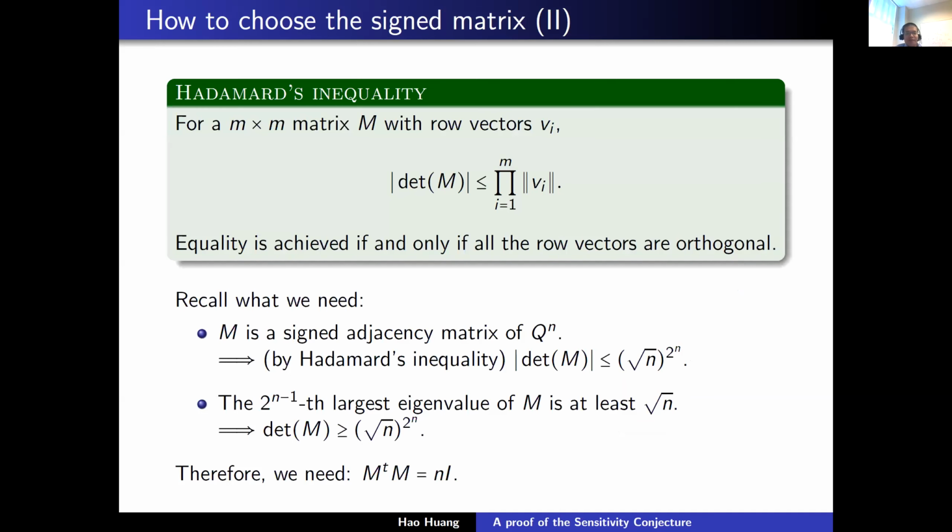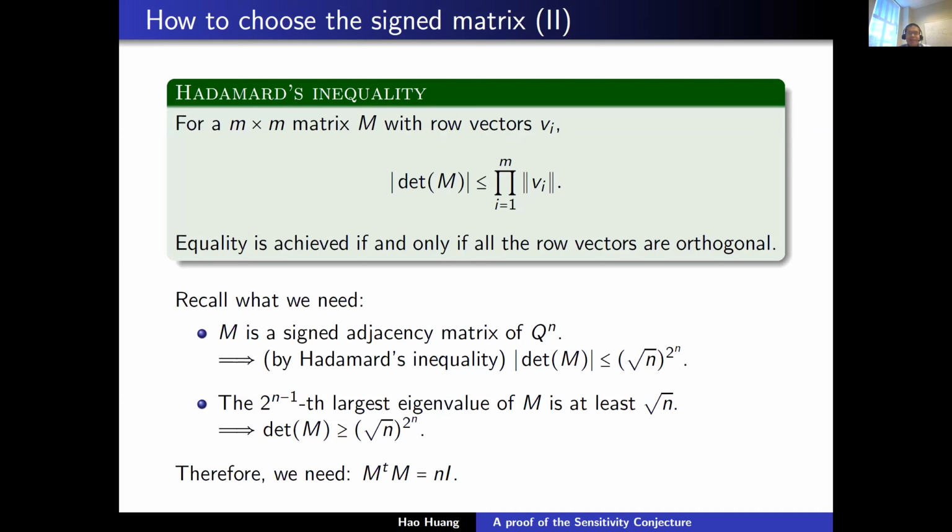Okay. So that's what I put in the paper, but let me explain a different way to view this. It will also tell you that in some sense, the choice of this signed adjacency matrix is unique. Here is an inequality by Hadamard. He showed that if you take an arbitrary m by m matrix M, it doesn't have to be symmetric, then the absolute value of its determinant is bounded from above by the product of the lengths of the row vectors. One way to understand this is geometrically: it tells you that the volume of some parallelogram is less than or equal to the product of its side lengths. It's easy to see from this geometrical interpretation that equality is achieved if and only if all these vectors are pairwise orthogonal.